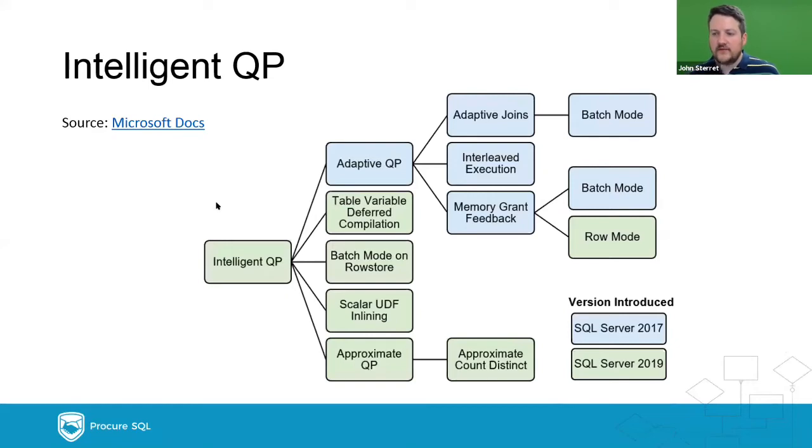And then, of course, we'll also have all the good old adaptive QP stuff, like the adaptive joins and the interleaved executions. In 17, these are really only for Columnstore because you had to be in batch mode. The cool thing to know about SQL Server 2019 is you can now use batch mode for row store. So you can start to see some of these coming into your non-Columnstore indexed tables.